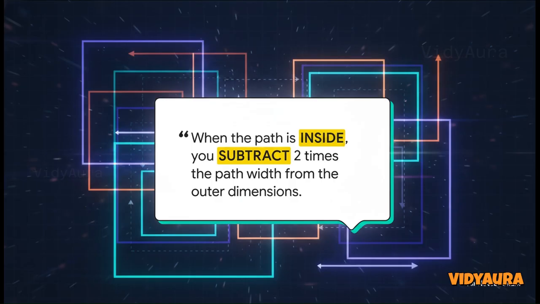So here's the big takeaway for inside paths, the thing to remember. You start with the big outer dimensions and you subtract twice the path's width to get your new smaller inner dimensions. It's as simple as that.